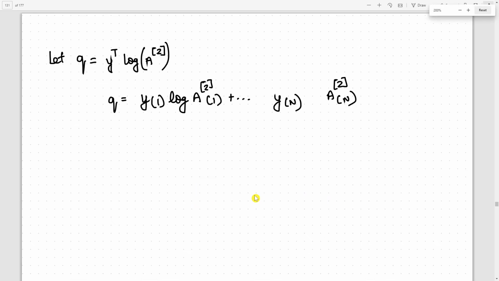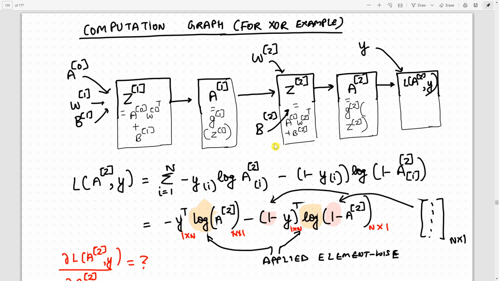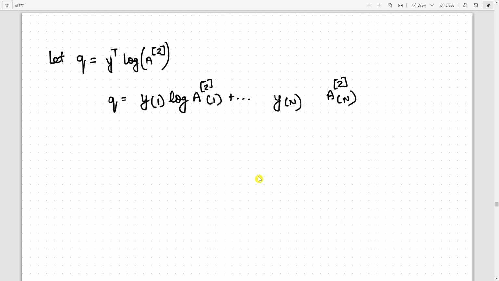To make things simple for us, we'll break this term down into two terms, q and r, and we'll write q to be y transpose logarithmic of a2. And if we were to expand this out to make computing the gradient easier, we would write q to be y1 times logarithmic of a21. So this entire thing is a scalar, y1 log a21 plus y2 log a22, and so on and so forth.